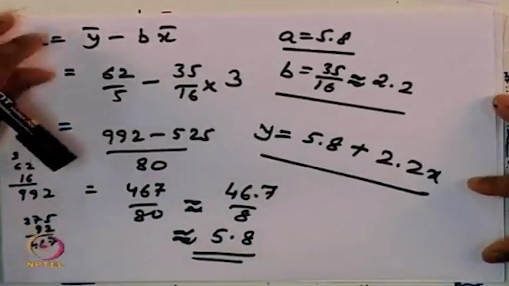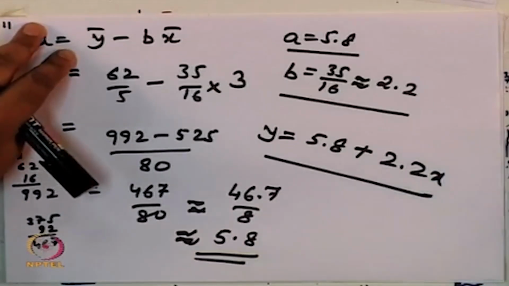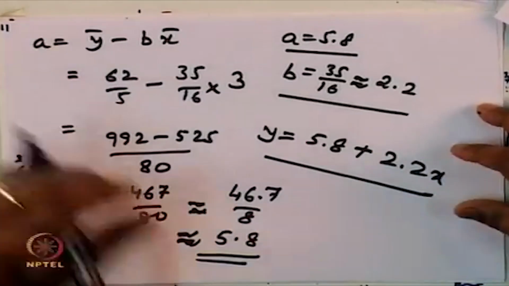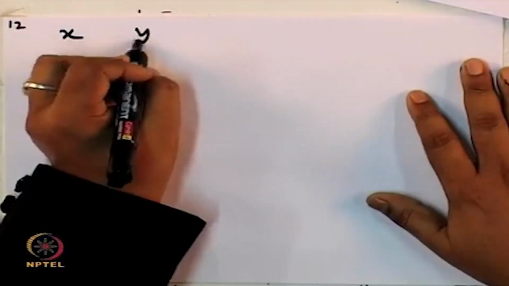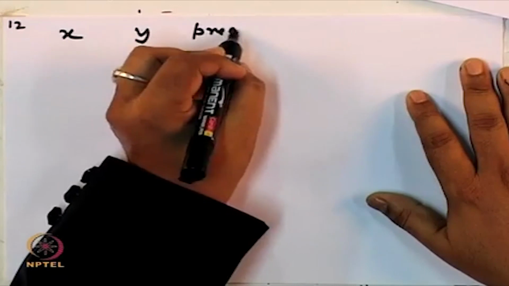So, if we substitute x is equal to 1, let me again recalculate all our values: x, y and then predicted.